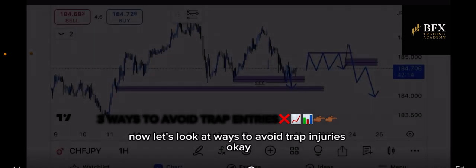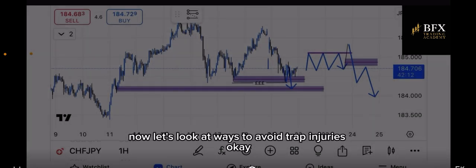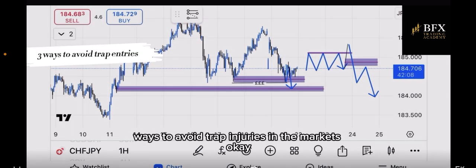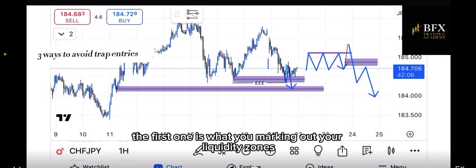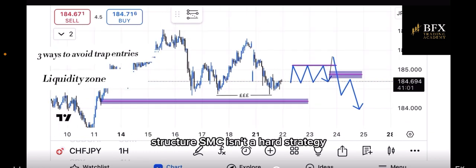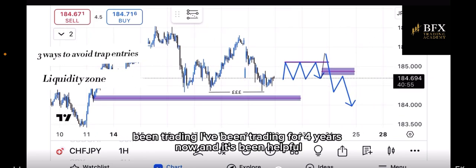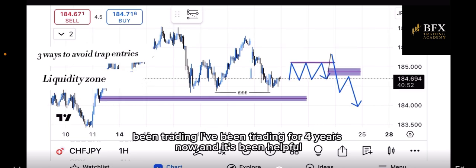Now let's look at ways to avoid trap entries in the markets. The first one is what? You marking out your liquidity. Structural SMC isn't a hard strategy. It's been helping me for years now. I've been trading for 4 years now, and it's been helpful.